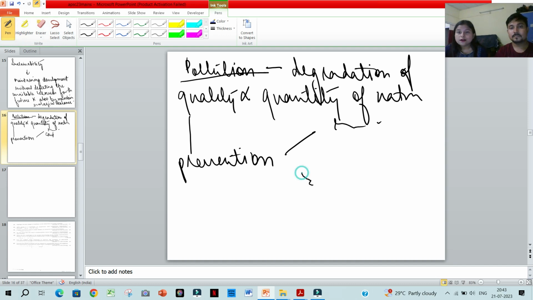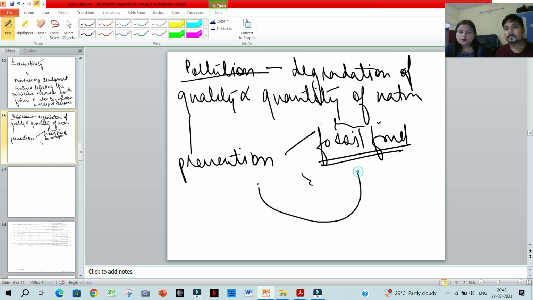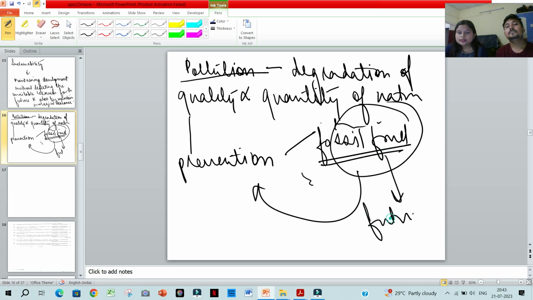We conserve our fossil fuel. When we use less fossil fuel, pollution is less. And when we use less fossil fuel, the fossil fuel remains for the future. And sustainability means we will preserve the resources for the future. So this is how pollution prevention is going to help make the road for sustainability.